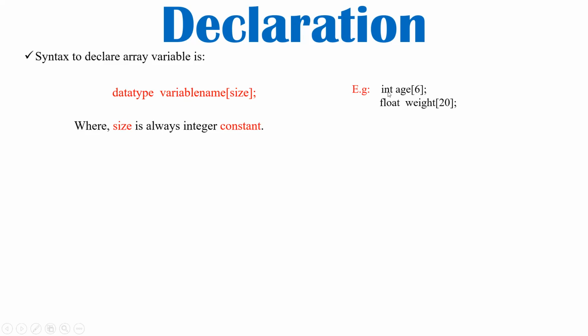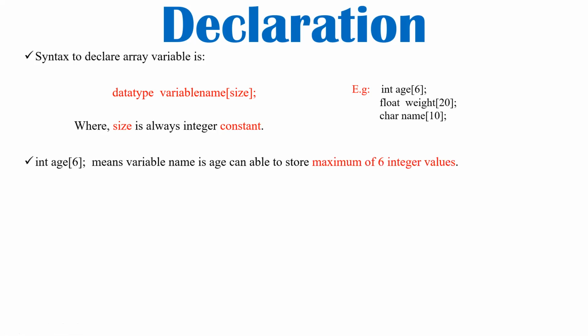For example, int age of 6. In this one, we are going to store 6 age values. Another example is float weight of 20. In this, we are going to store 20 weights. The next one is name. In this name, we are going to store characters, up to 10 characters.